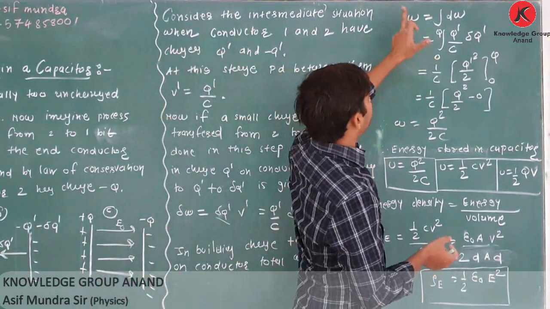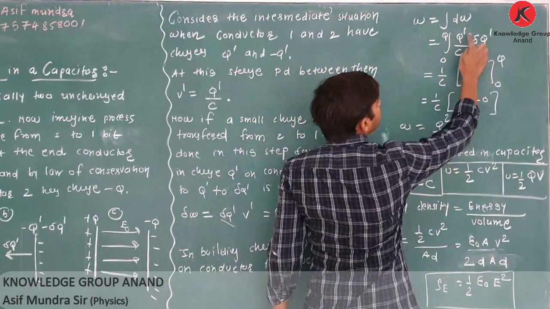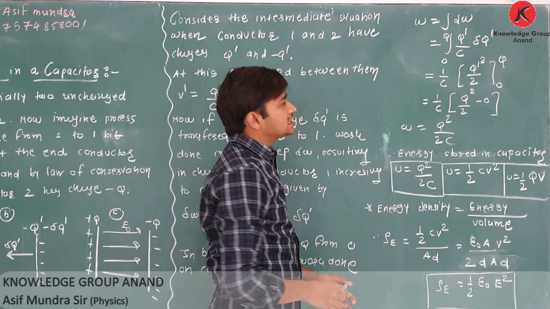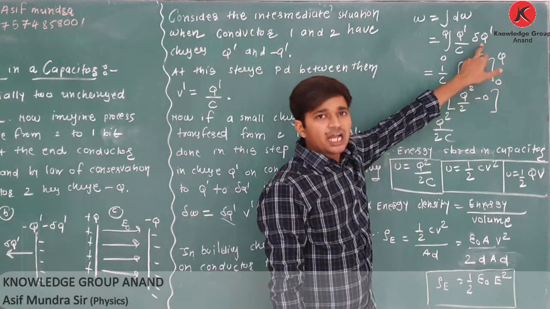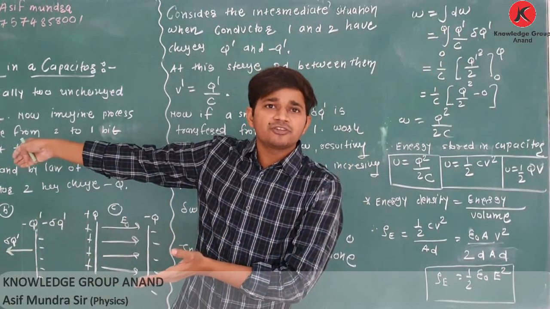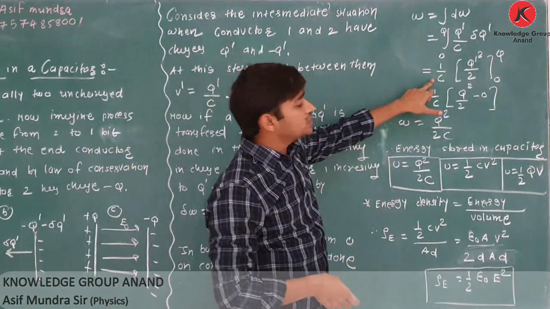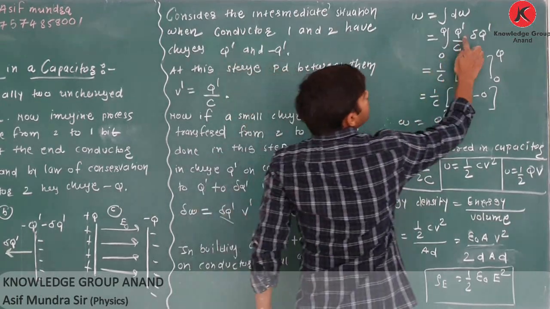Then how to find the total work done? W is equal to integration dW. If you put the value of dW, it is Q'/C dQ'. Integration is with respect to charge. And what is the limit of charge? 0 to Q, because the initial charge on the plates is 0 and the final charge we want is +Q. And 1/C is constant, out of the integration: Q' dQ'.